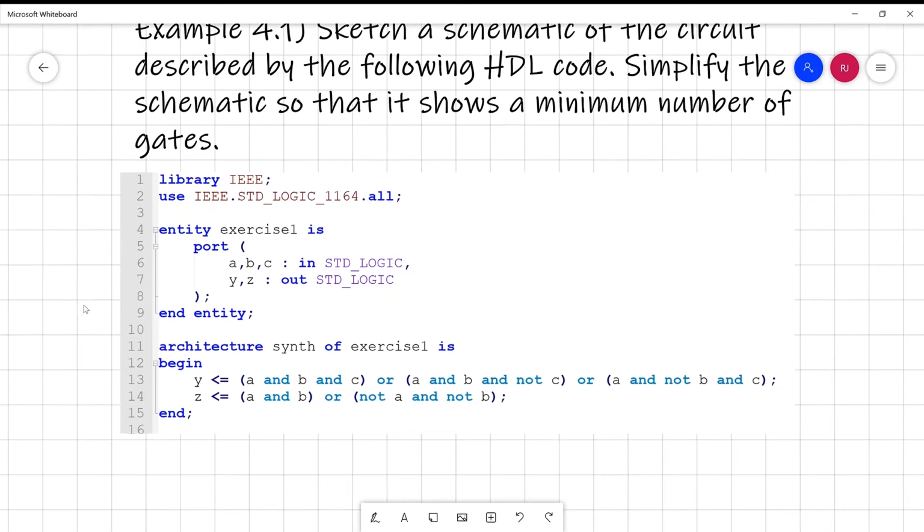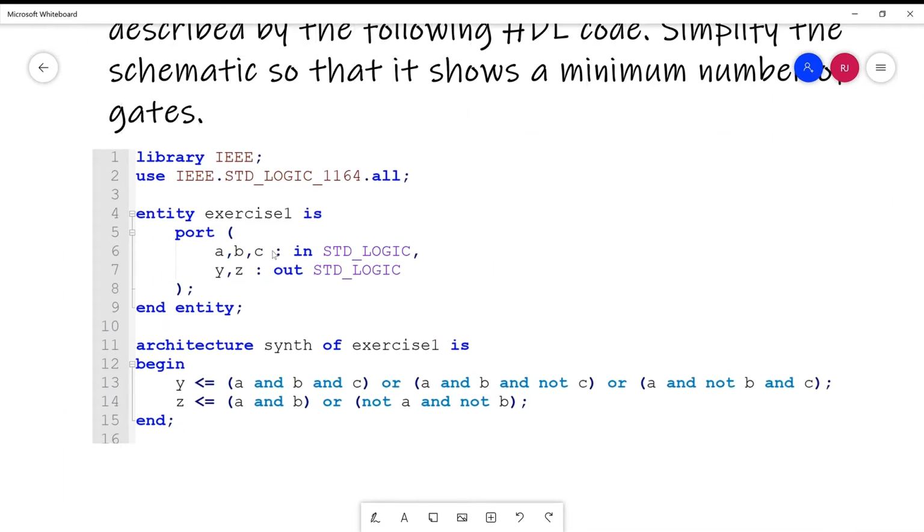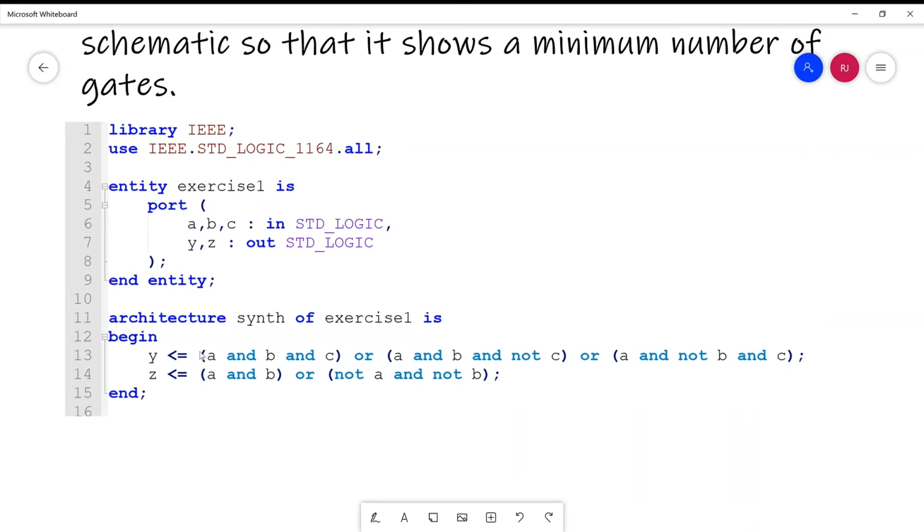So in this VHDL example, it's pretty straightforward. You have three inputs, A, B, and C, and you have two outputs, Y and Z. It's a combinational architecture, as in there are no clocks involved. It's completely combinational, and so it's a straightforward question. The first part is just to derive the schematic from this VHDL here.